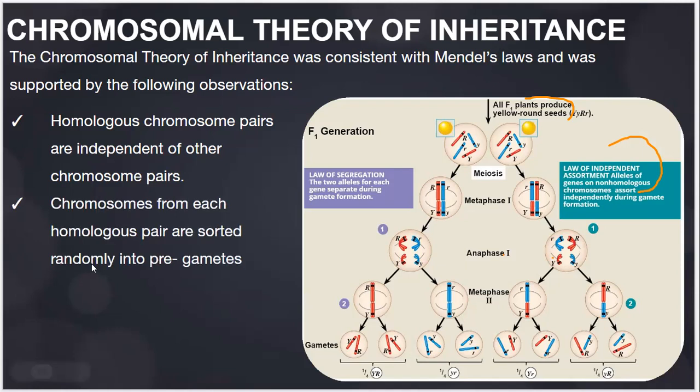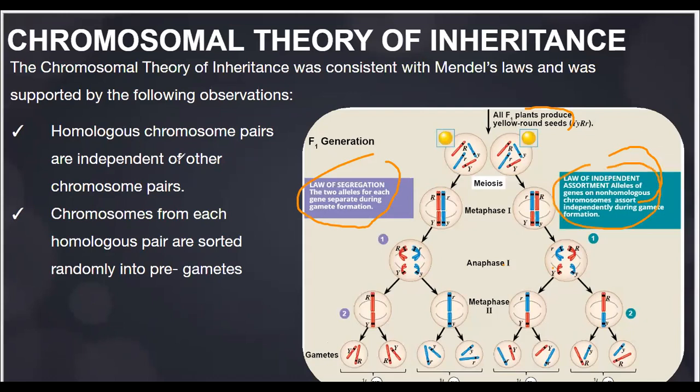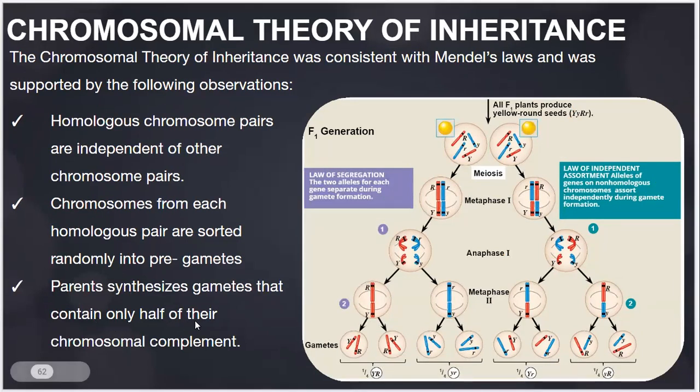Chromosomes from each homologous pair are sorted randomly into pre-gametes. So this is the law of segregation given by Mendel. So, law of segregation and law of independent assortment. The chromosomes also follow this law while they are segregating, separating, and then coming together to form gametes of different varieties to make the offspring. So they are more or less in line with Mendel's law of inheritance. Parents synthesize gametes, and as we know, half comes from each of the parents.